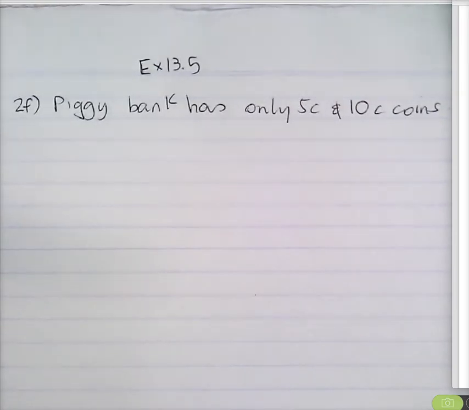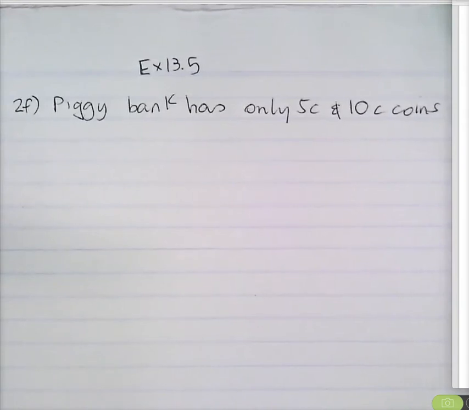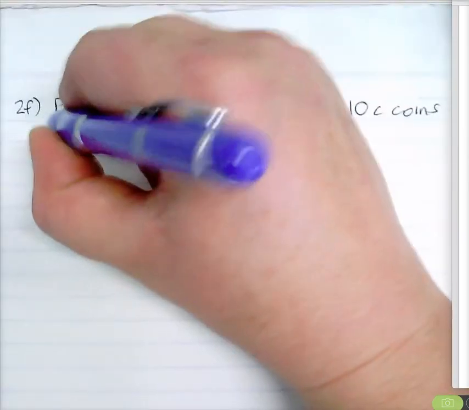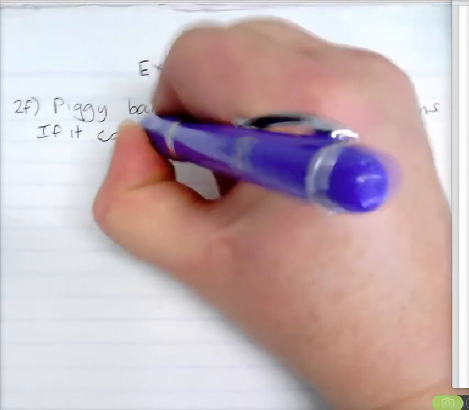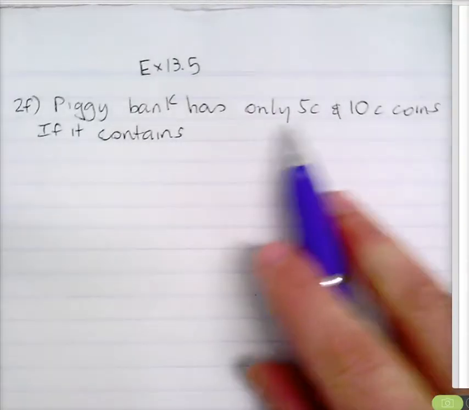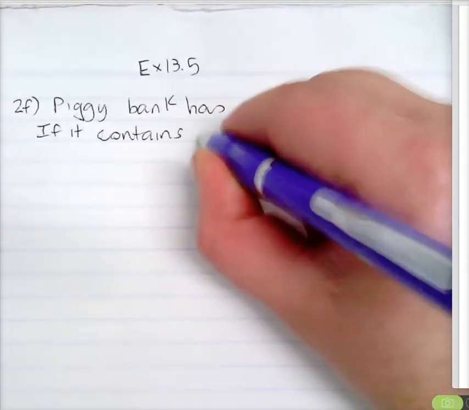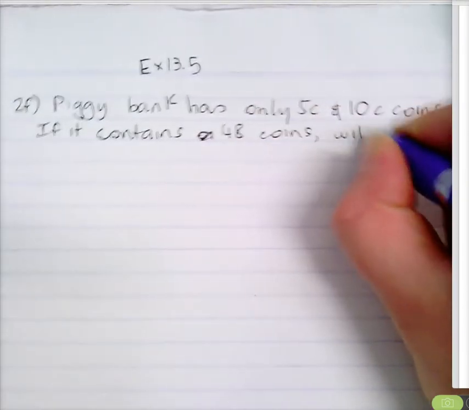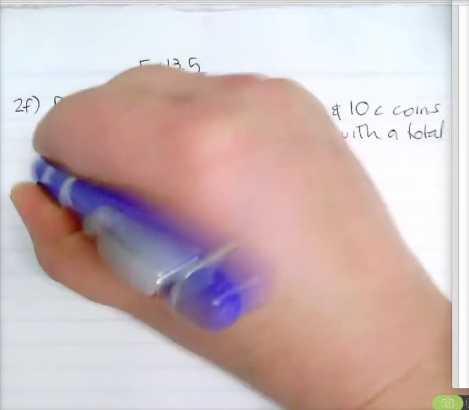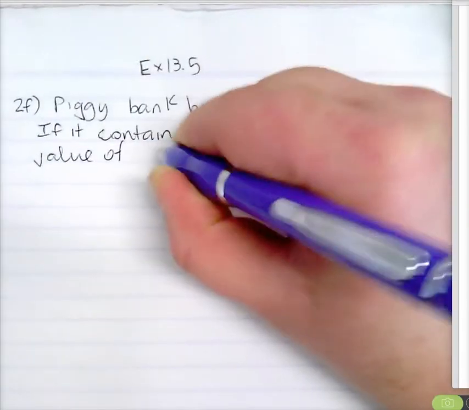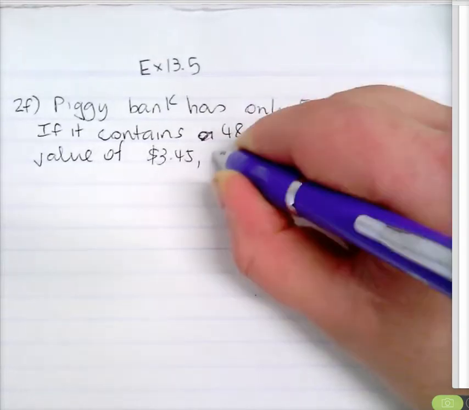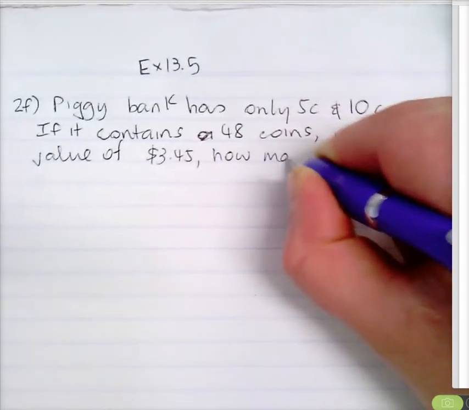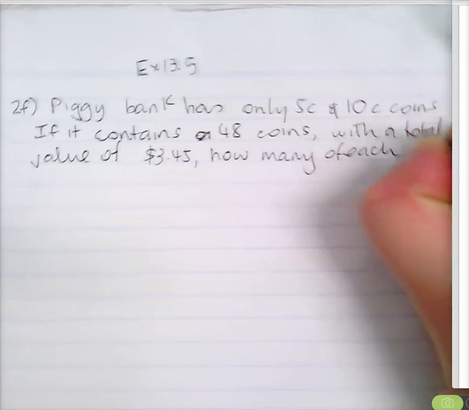Question 2F, a piggy bank contains only 5-cent and 10-cent coins. So if it contains 48 coins, what have we got? A piggy bank has only 5-cent and 10-cent coins. If it contains 48 coins, with a total value of $3.45. How many of each type? How many of each type of coin?